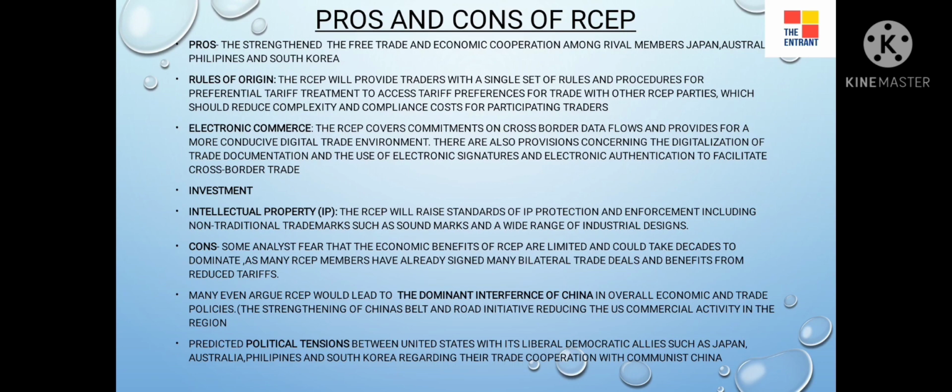And now the last point is that many fear predicted political tensions between the United States and its liberal democratic allies such as Japan, Australia, Philippines, and South Korea regarding their trade cooperation with Communist China. As I mentioned in the first point of this slide, these countries are always indebted to the US, and they will have to change their policies according to the USA's foreign policy decisions, etc. So you can see there is an uncertainty about these four countries remaining in RCP and getting involved in a fight with China.